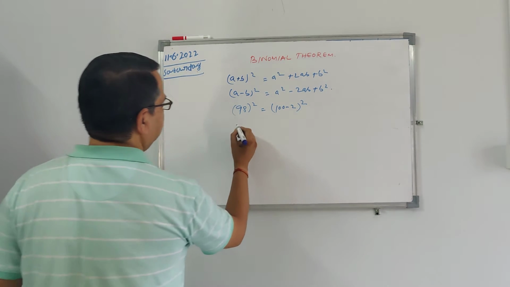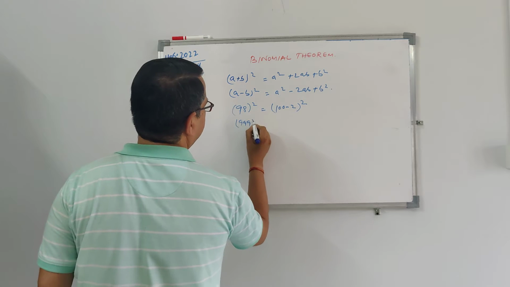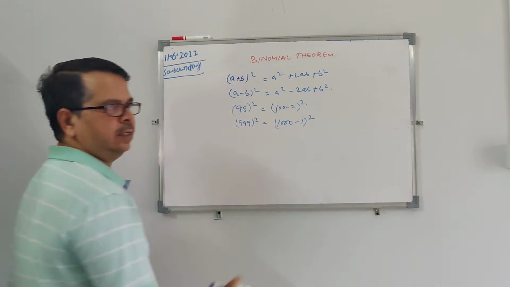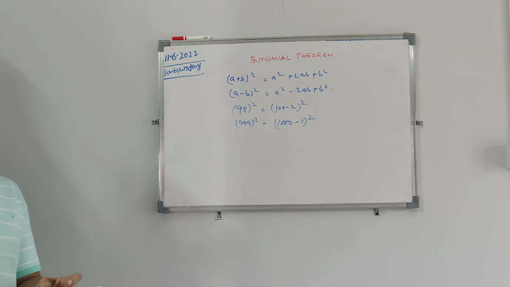Similarly, say 999 square. 999 square is equal to 1000 minus 1 whole square. Why are we taking this? Because 1000 we can easily do, 999 is not that easy.